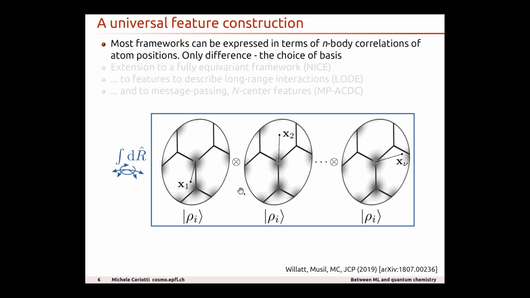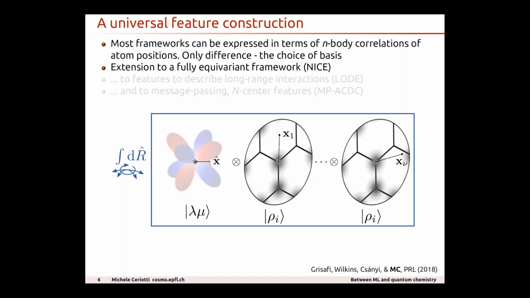Actually, you can regard this pair correlation function as the symbol of a hierarchy of density correlation descriptors that provide, if you consider the whole hierarchy, a full description of the geometry of a system that is invariant to the absolute orientation of your molecule or material in space. And actually, this framework, as I anticipated, can be generalized. You can generalize it to build equivariant frameworks, so basically build descriptors and models that are suitable to describe vectors or tensors of arbitrary order.